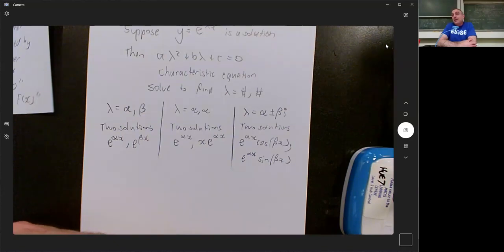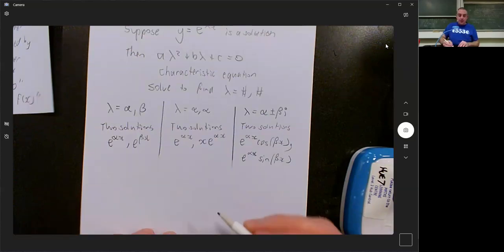Or you could imagine it as saying, just a second, if I had cos of beta x and sine of beta x, when I differentiate them a couple of times, it will probably come out to be some sort of multiple of what we had before, and so I expect them to be there. So these are the three possibilities that will happen.